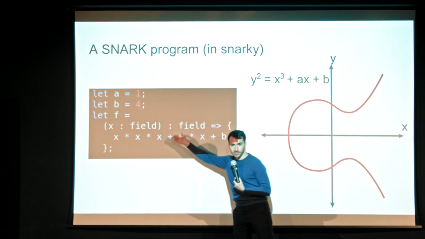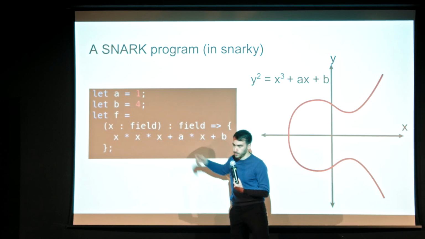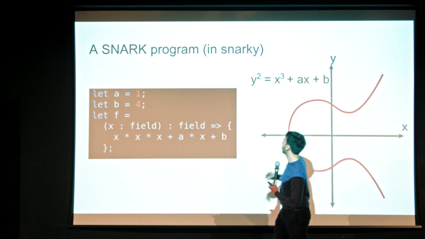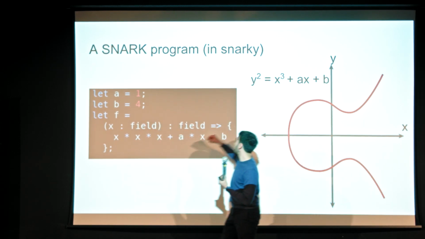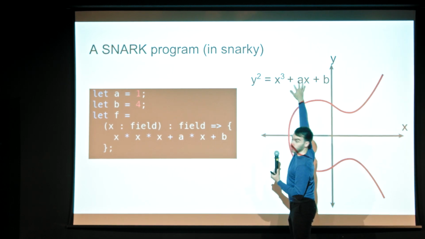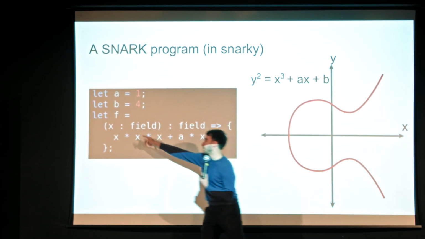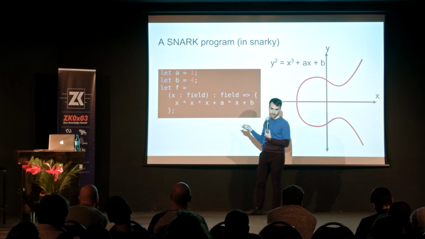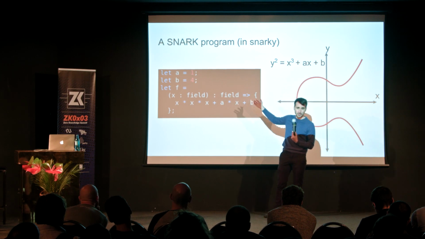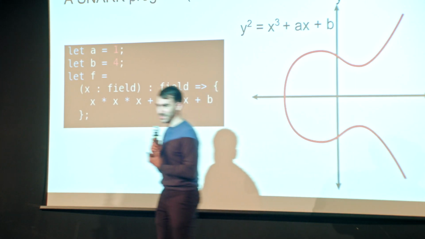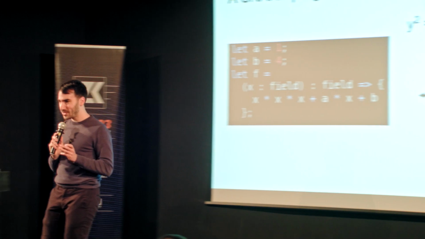We said we could do plus and times. Let's do plus and times, just to introduce the notation. So I say a is 1, b is 4, whatever, and here's the function that just computes the right hand side here, right? x times x times x plus a times x plus b. Does it make sense? And this is a function, right? It looks kind of like JavaScript, maybe. Everyone with me, sort of? Okay.